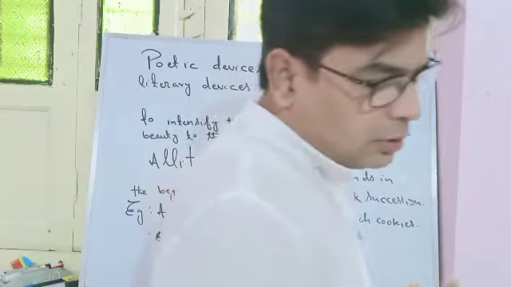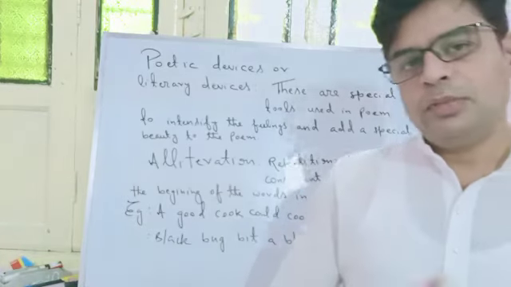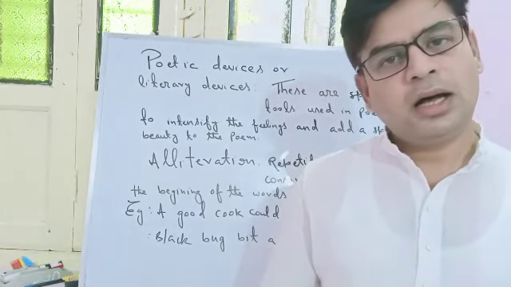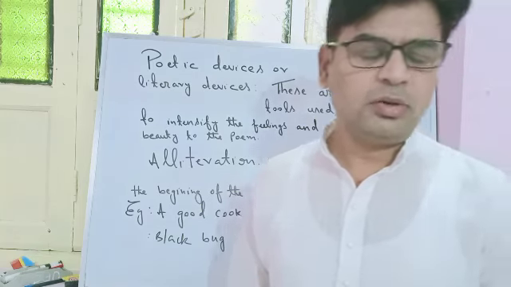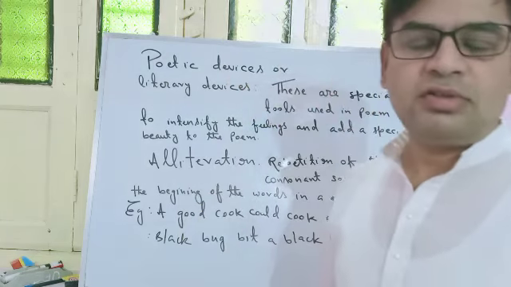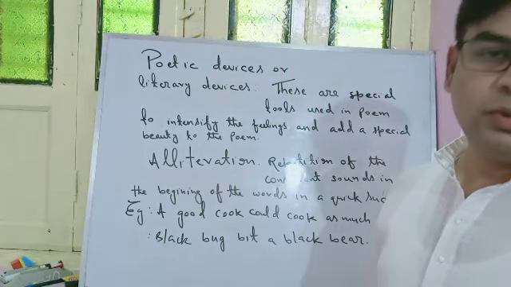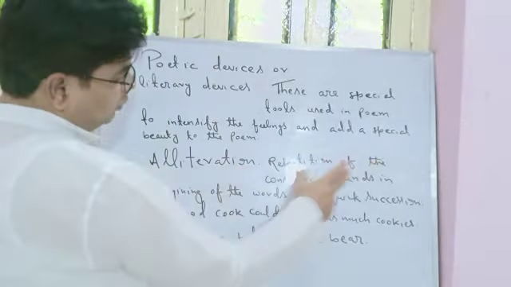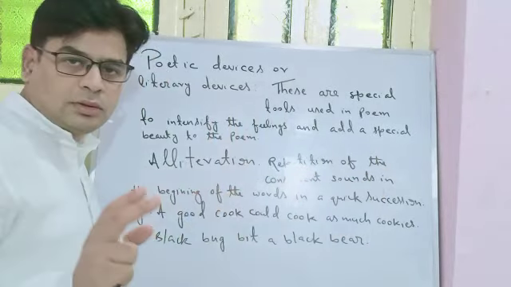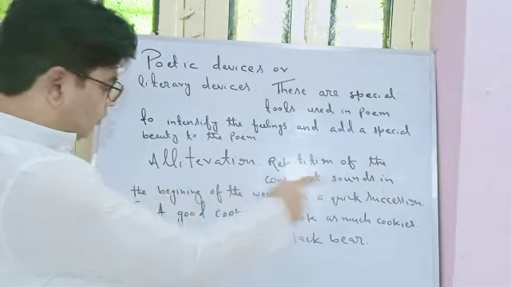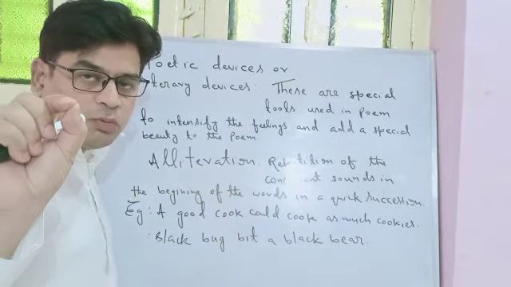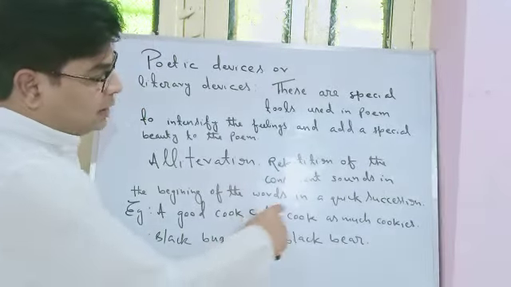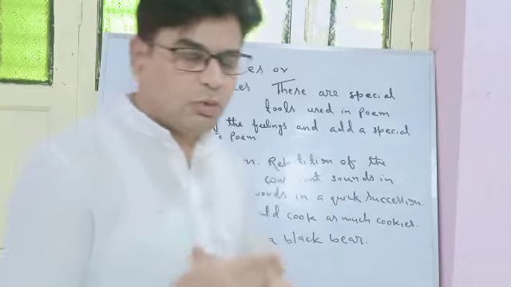You understand the consonant sound? Apart from A, E, I, O, U, every sound is a consonant sound, right? All the sounds are consonant sounds except A, E, I, O, U, as you know that, right? So what is the definition? Repetition of the consonant sounds in the beginning of the words, not at the last. In the beginning of the words, right? In a quick succession. That means one after another.